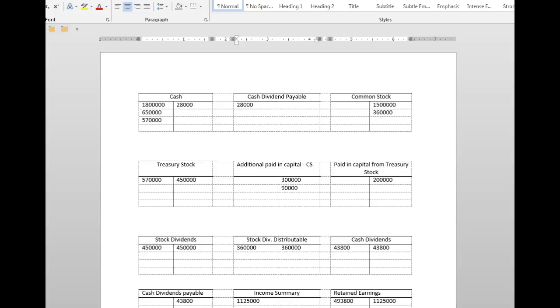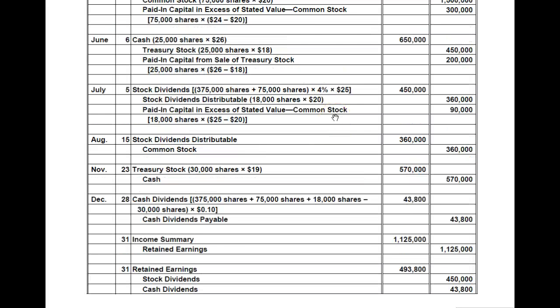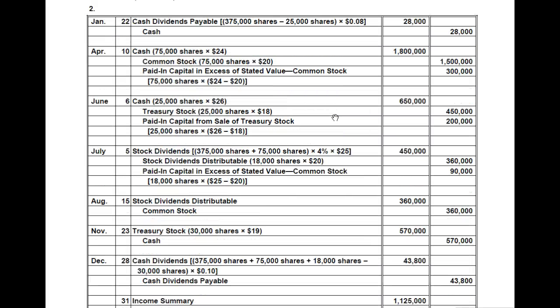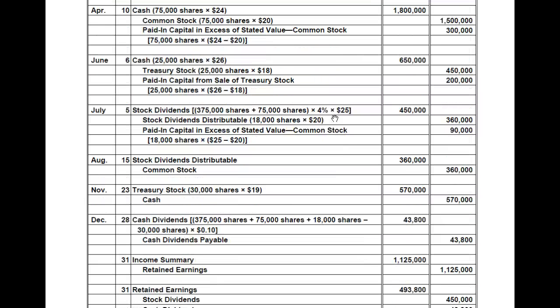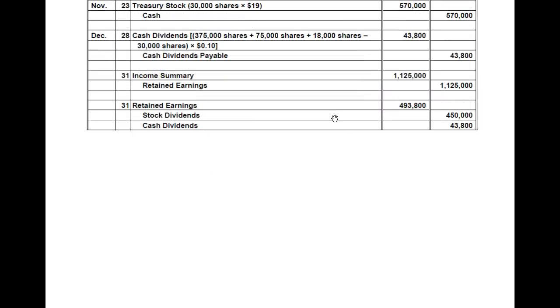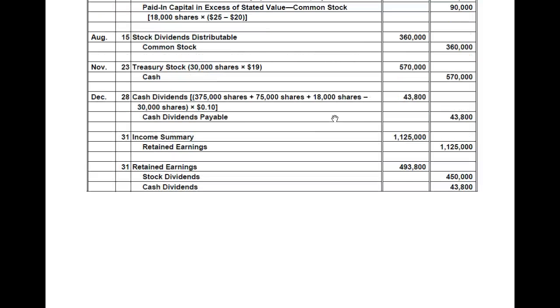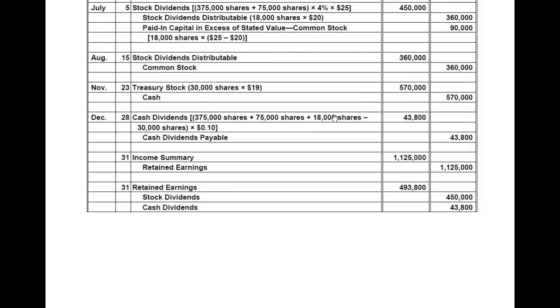So let's go back to here, and those are our entries that you have to have. That then allows you to create the retained earnings and the stockholders' equity reports. So I'll do that in another video so it's not so long.